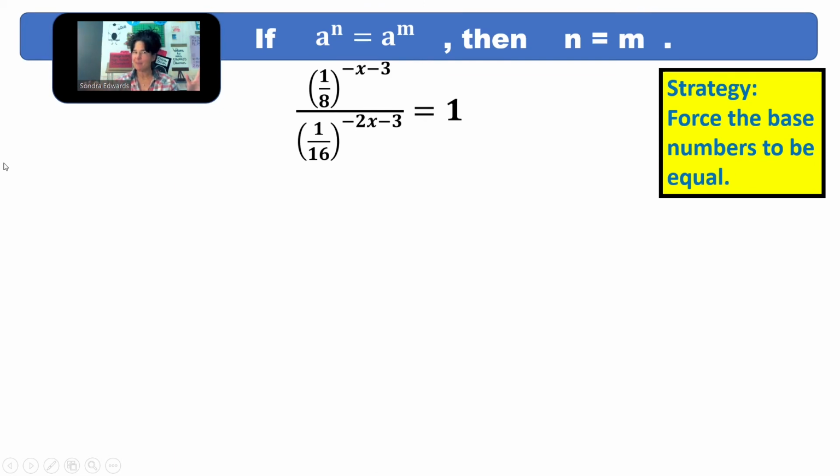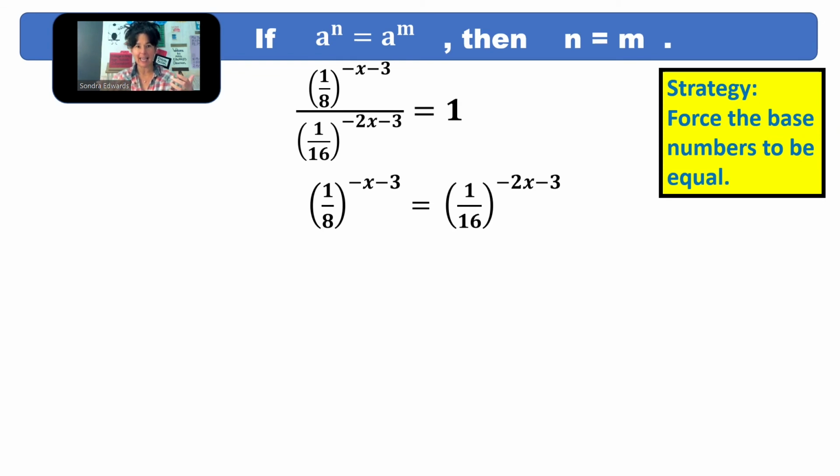Last example, but maybe with a couple variations. So here I have fractions within fractions. My first instinct is always to multiply both sides by the denominator. So that's what I'm going to do, multiply both sides by that, giving me this here. Now I'm going to work on getting those bases to be the same. 1 over 8, 1 over 16. 8 is 2 times 2 times 2, and 16 is 2 times 2 times 2 times 2. So I'm going to rewrite 8 as 2 to the 3rd, and 16 as 2 to the 4th.